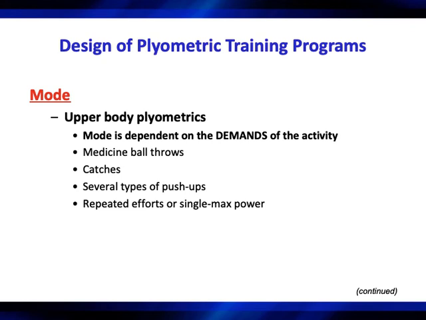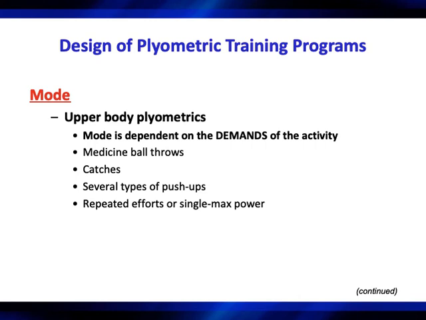Remember, the stretch is key even for the upper body, so the speed of the stretch and the concentric contraction is very important. So the mode is dependent on the demands of the activity. You can do medicine ball throws, catches, several types of push-ups, repeat efforts, or a single max power effort. So it depends on the specificity that you're trying to replicate based on the sport demands. But remember, the pre-stretch needs to be fast, and the degree of that pre-stretch will dictate how much force you can actually produce.